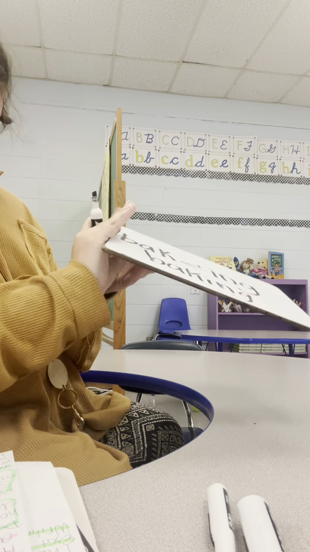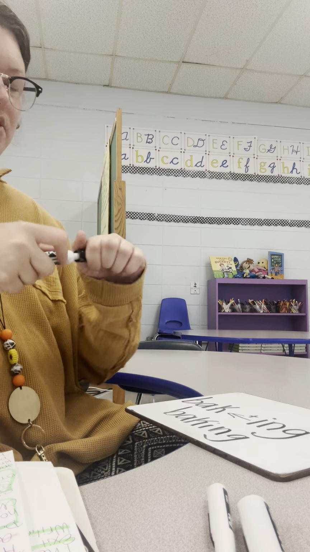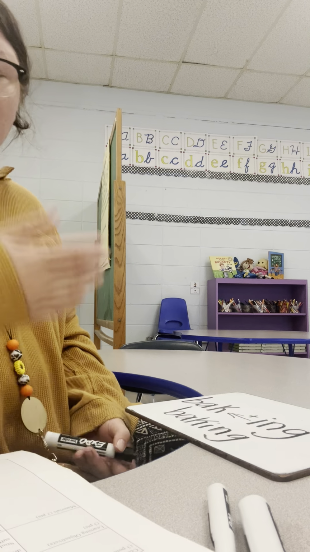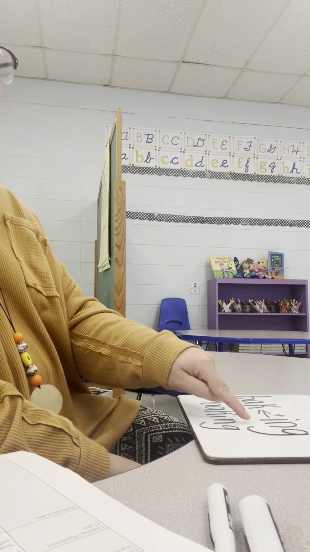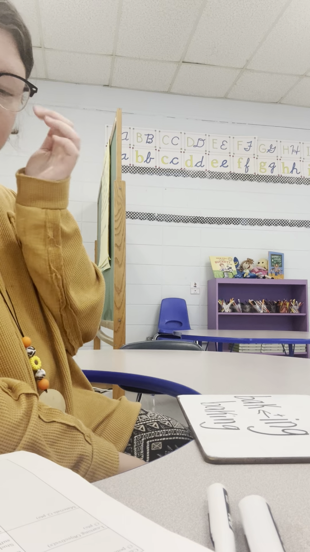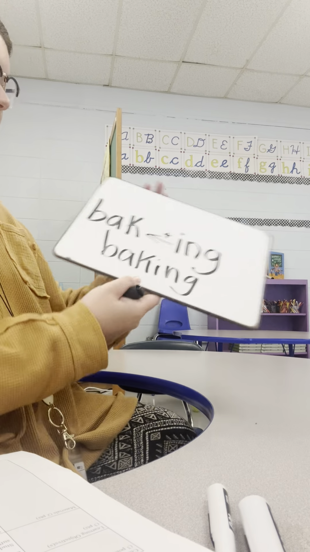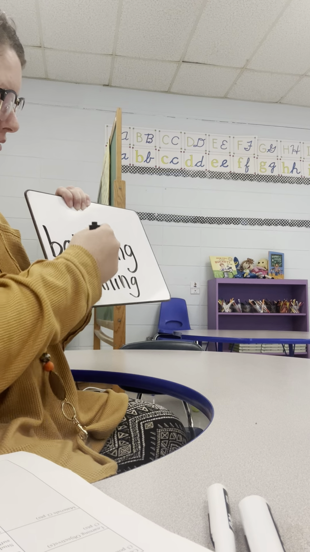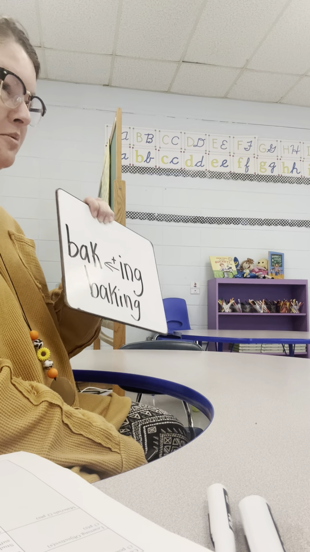Okay. So today we are going to learn how to add a suffix, specifically the suffix ing, to a base word or a root word. Like in this part, it would be bake, right? And we're going to learn how to drop the E when you add that suffix, okay? So that's what our objective is for this lesson.